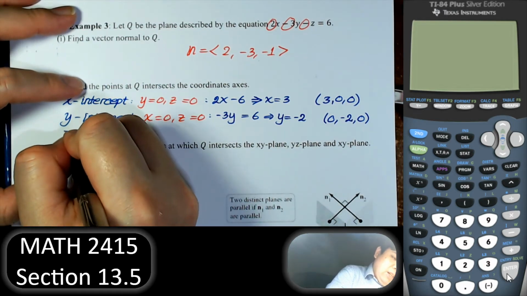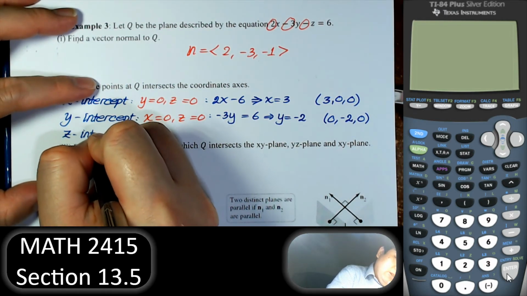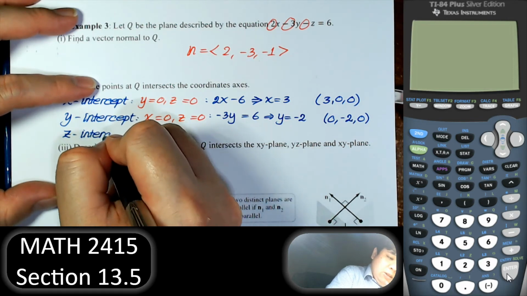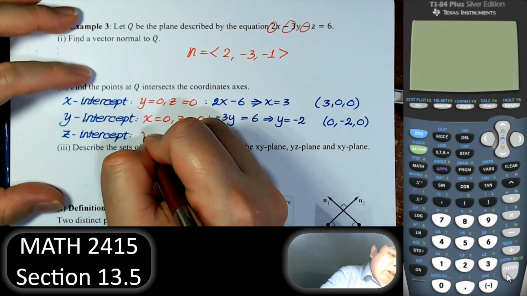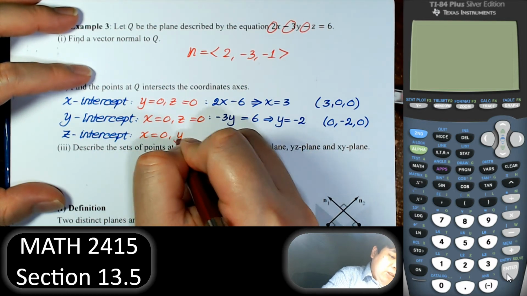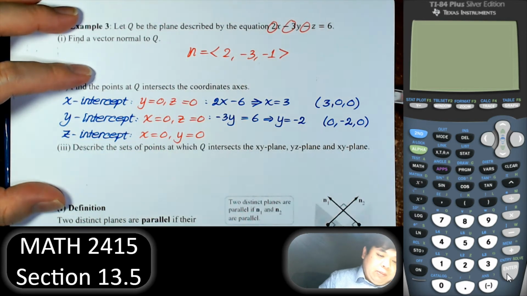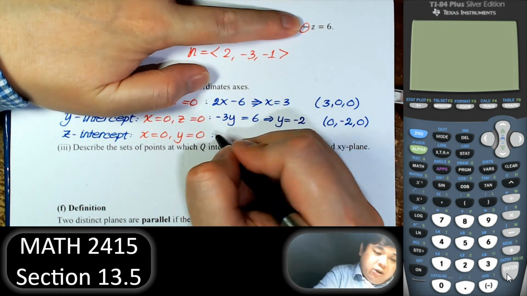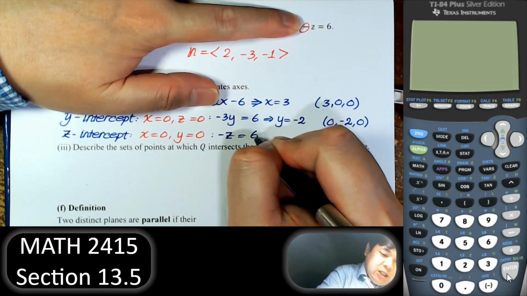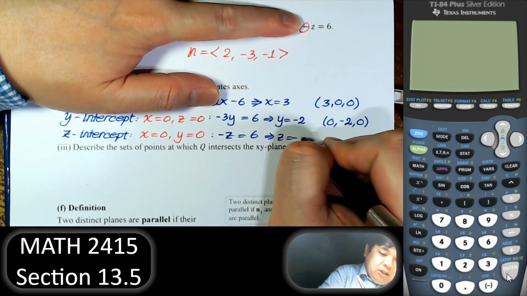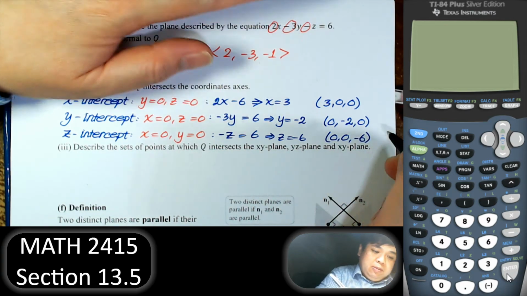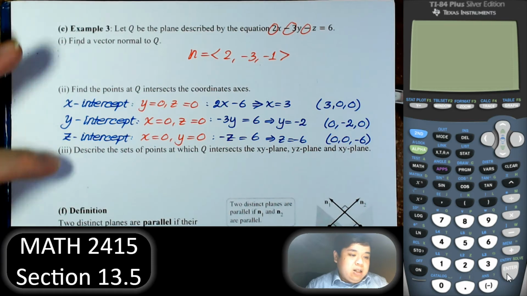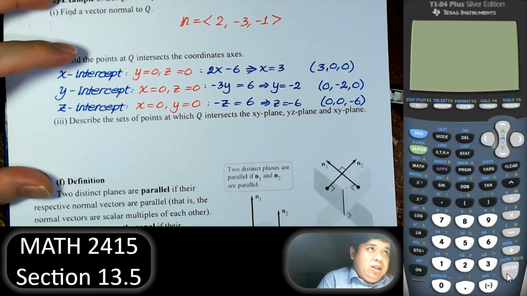And then z-intercept. For z-intercept, x and y will be equal to 0. So x and y equal to 0, -z equal to 6. So z equal to -6. And we have the point 0, 0, and -6. So that gives us the x, y, and z-intercepts.